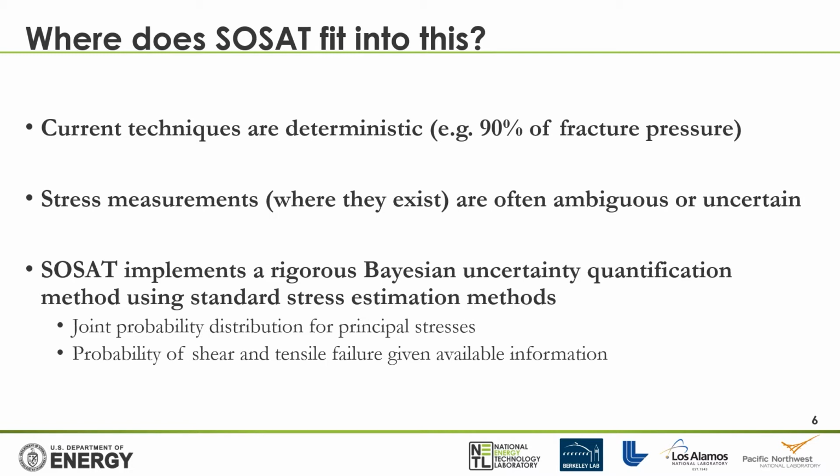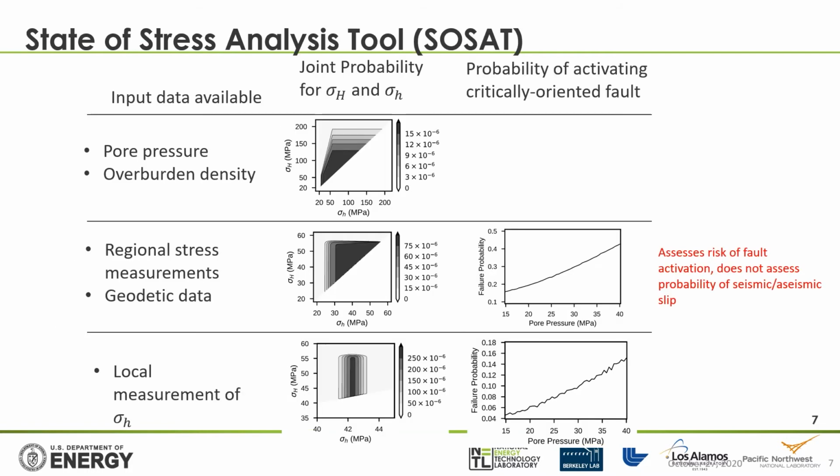And the output of this analysis is a joint probability distribution for the principal stresses. And then you can derive from that things like the probability of shear or tensile failure given the available state of information. So just some examples of this. Working through top to bottom is less data to more data at the bottom. The center column is the joint probability distribution for the maximum principal stress on the vertical axis and minimum principal stress on the horizontal axis, where darker colors mean higher probability density.